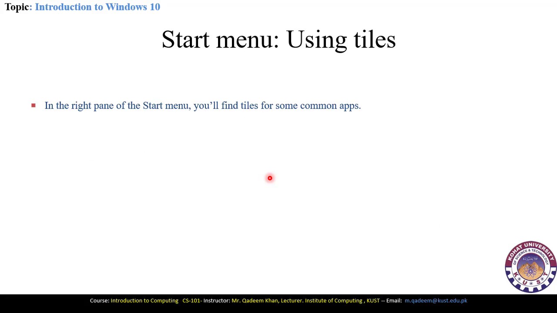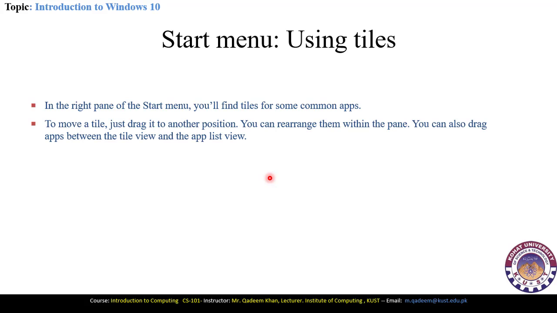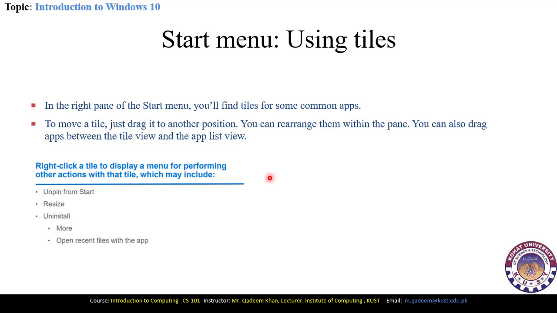Now, how can we use the tiles in the start menu? In the right pane of the start menu, you will find the tiles for some common apps. To move a tile, just drag it to another position. You can rearrange them with the pen. You can also drag the apps between the tiles view and the apps list view here.